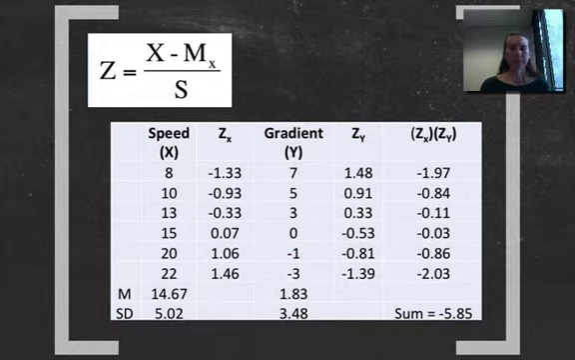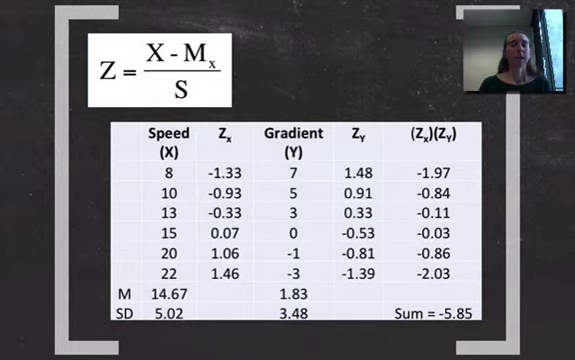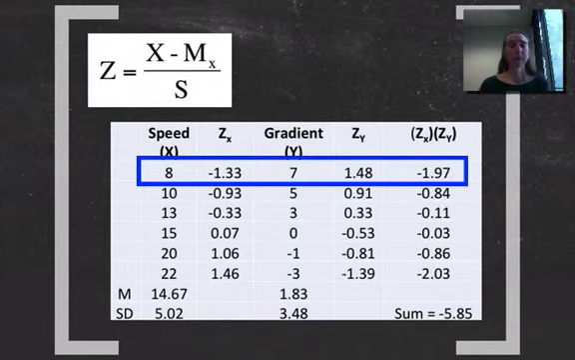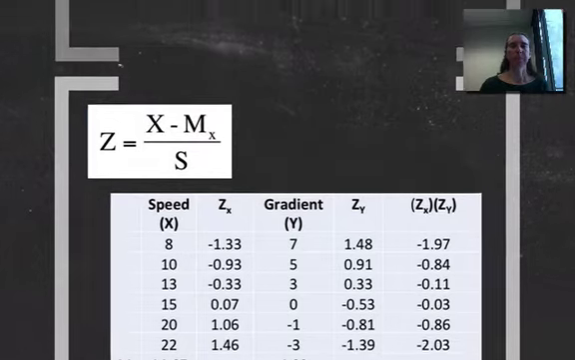So then what we're going to do is we have a z-score for our x variable, a z-score for our y variable, and we're going to put those together. Again, we're looking at how the two variables vary together. And so I can take negative 1.33, multiply that times 1.48, gives me negative 1.97, and I can do that for each of my variables. And then again, I can add those up so I get kind of the summed deviation scores there.